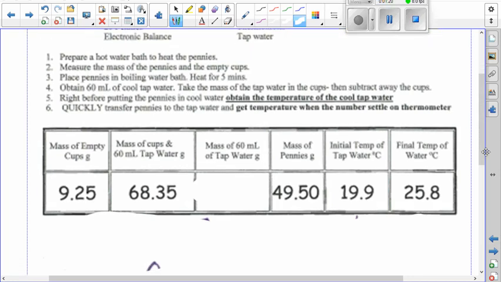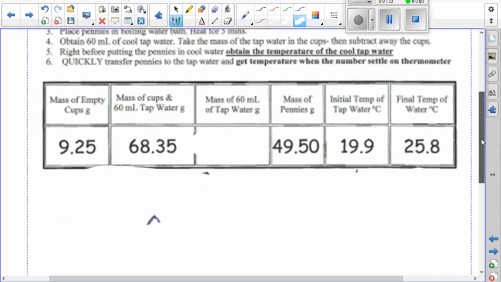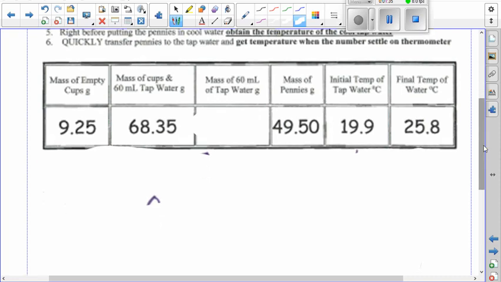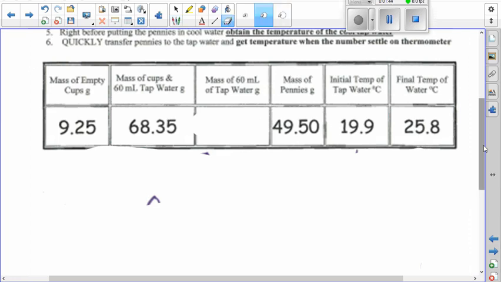So this person took the pennies, boiled them for 5 minutes, and tossed them in a cup of water, and they got the temperature of the water before they tossed the pennies in, and the temperature after they tossed the pennies in, and that's that. So first of all, we want to get the mass of that water. It's 60 milliliters, so because water's density is 1 gram per milliliter, this should be close to 60 grams, but we want the exact mass to work in our Q equals mc delta T, that m part of that equation. We want the exact mass so we can be really precise with our calculations.